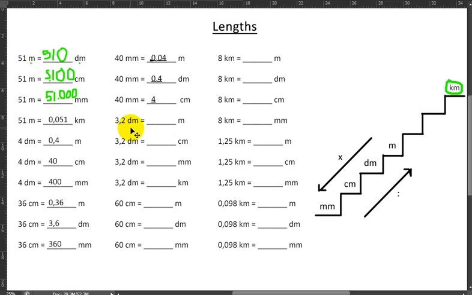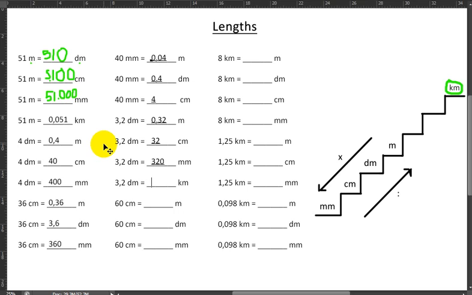Next up, 3.2 decimeters into meters. Decimeters into meters, that's a step up, so 0.32. Next, we have 3.2 decimeters into centimeters, which is a step down, so 3.2 times 10 makes 32. Decimeters to millimeters is 2 steps down, so that's times 100, which makes 320.